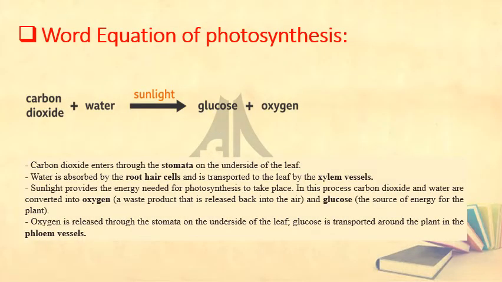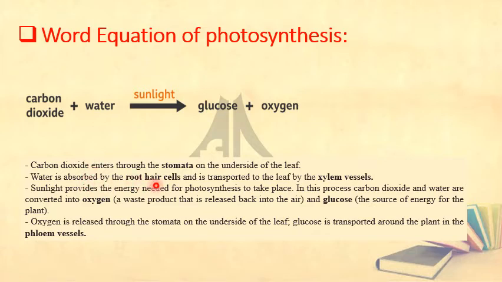Here is the word equation of photosynthesis. Carbon dioxide with water in the presence of sunlight. This green plant, which contains chlorophyll, is going to produce glucose, its organic matter, as well as oxygen. Carbon dioxide enters through the stomata. We have small pores or openings mainly situated on the underside of the leaf, which allow the gaseous exchange, the entry of carbon dioxide.